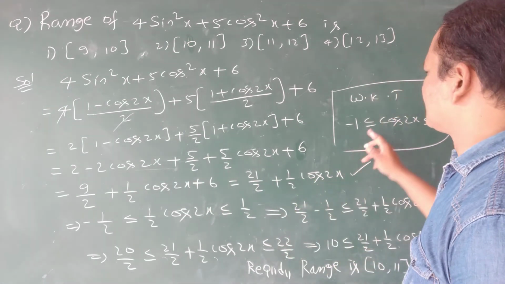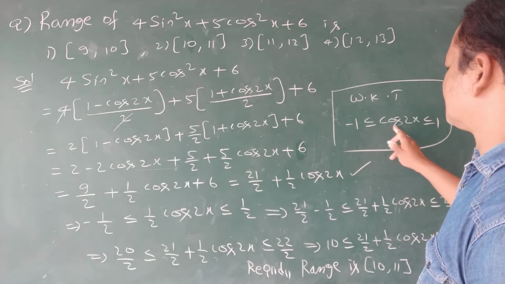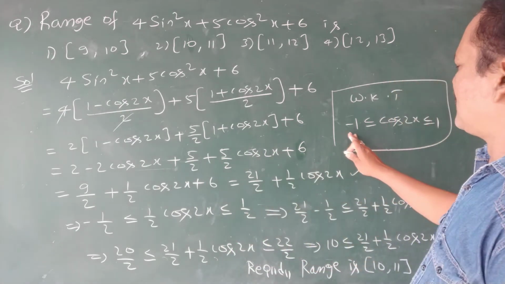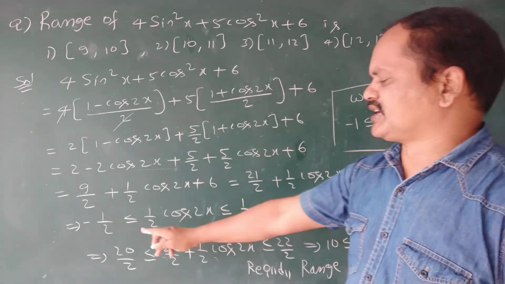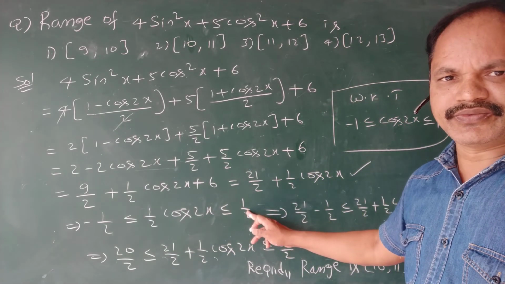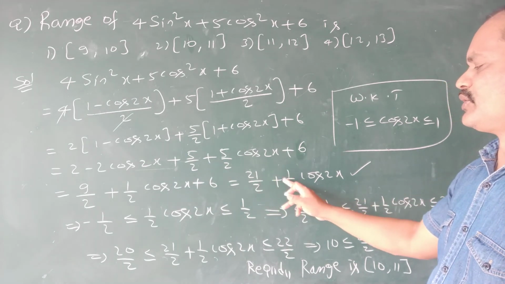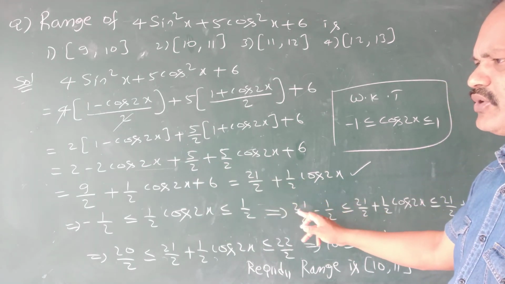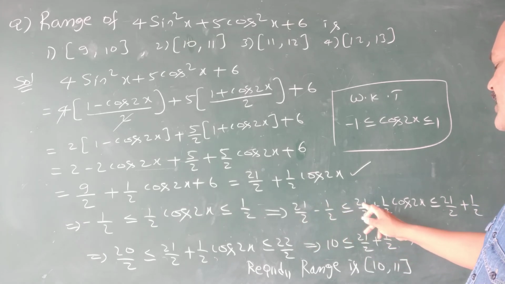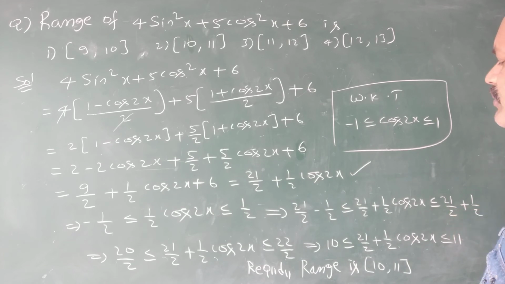Actually we know that cos 2x lies within the interval minus 1 to 1. So minus 1 less than or equal to cos 2x less than or equal to 1. Multiply with 1 by 2, then minus 1 by 2 less than or equal to 1 by 2 cos 2x less than or equal to 1 by 2. Now add 21 by 2: 21 by 2 minus 1 by 2 less than or equal to 21 by 2 plus 1 by 2 cos 2x less than or equal to 21 by 2 plus 1 by 2.